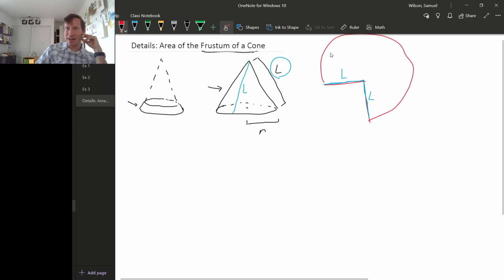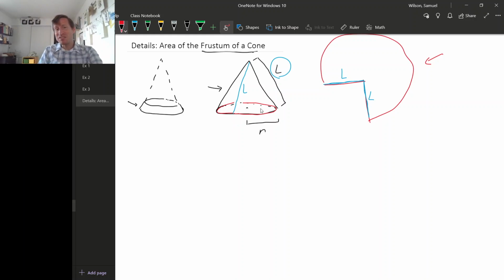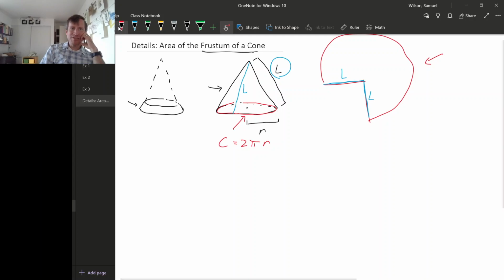What about the red around the outside of this laid flat cone? Where did that come from in the picture? Well, it's actually around here, right? If you take this shape and imagine gluing these sides together, the red around the outside turns into the bottom of the cone. But we know how long that is because it's a circle, and the radius of that circle is little r. So this red circumference here is 2 pi r because it's the circumference of a circle.